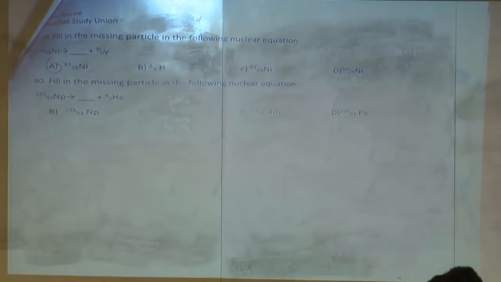Now for 40, I believe this is an alpha decay. So we're just going to look for a compound that has 2 less on the bottom number here, which is B.